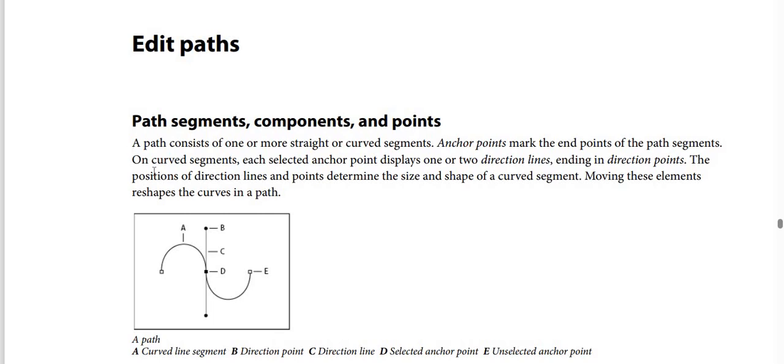A path consists of one or more straight or curved segments, and anchor points mark the end points of the path segments. On curved segments, each selected anchor point displays one or two direction lines, ending in direction points. The positions of direction lines and points determine the size and shape of a curved segment, and moving these elements reshapes the curves in a path.